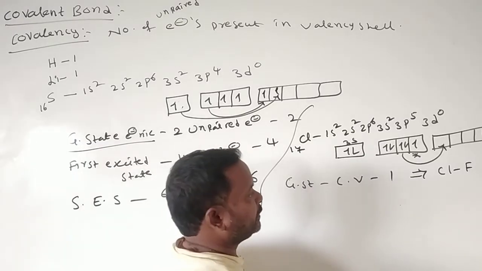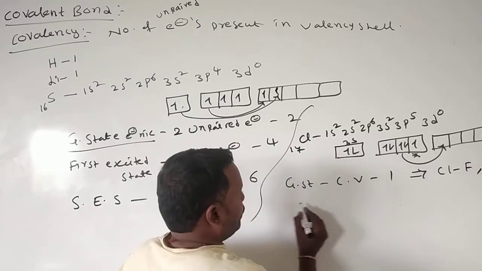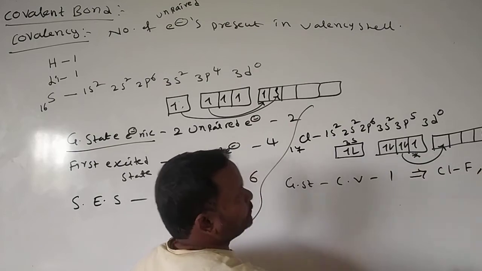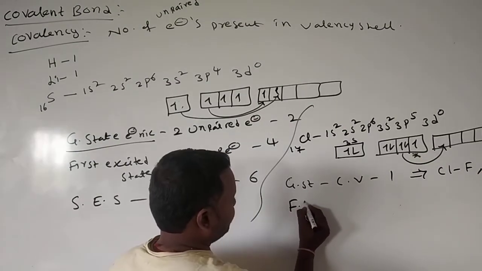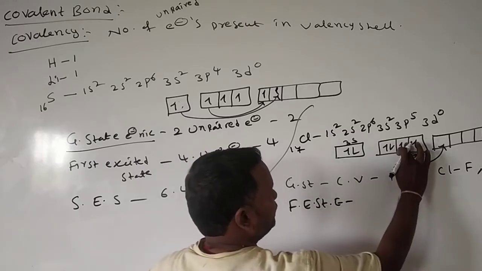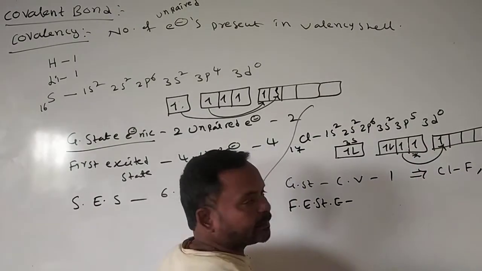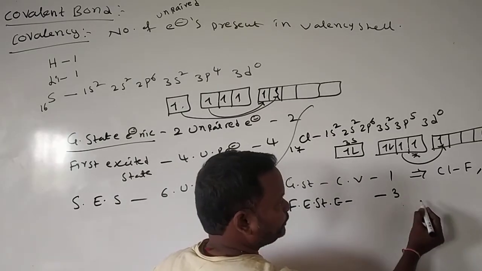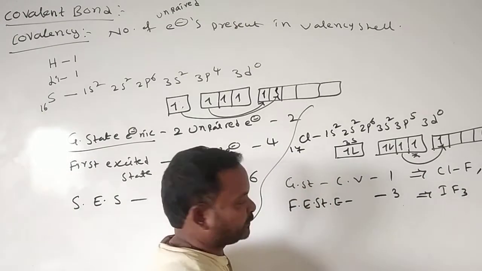Chlorine fluoride or IF, iodine fluoride. One more electron is excited from the 3p orbital to the 3d orbital. This is the first excited state electronic configuration. Here we have 3 unpaired electrons, so the covalency is 3. Example, IF3, iodine reacts with 3 fluorines.